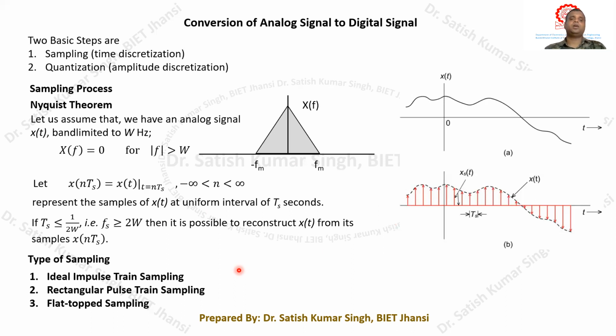So first of all, we have to understand why, if fs is less than 2W, we are not able to recover the original message signal. To understand that, I will be discussing ideal impulse train sampling. Okay, so how it can be performed, that we have to look at first.